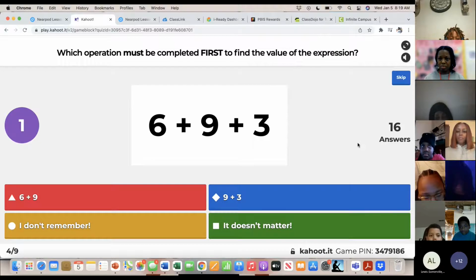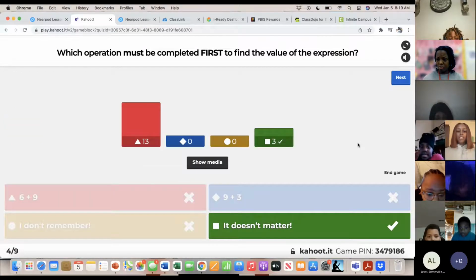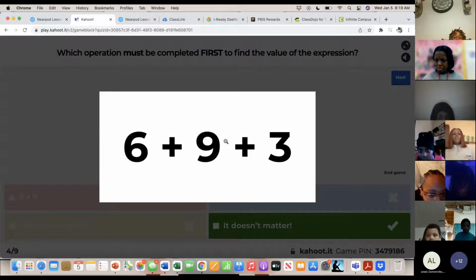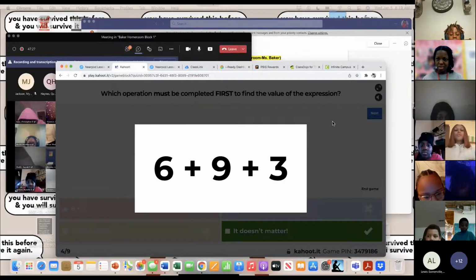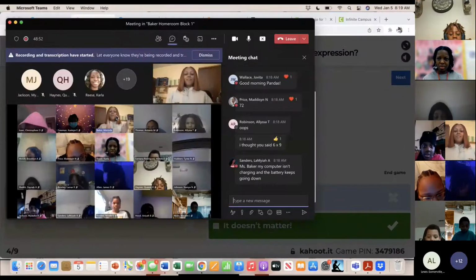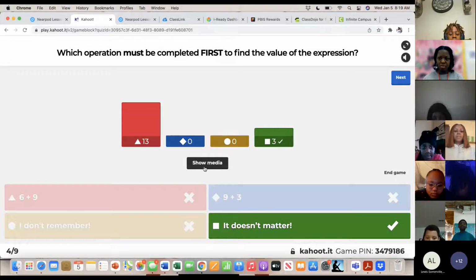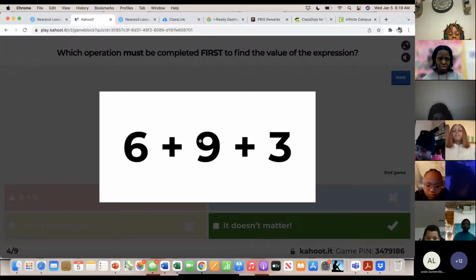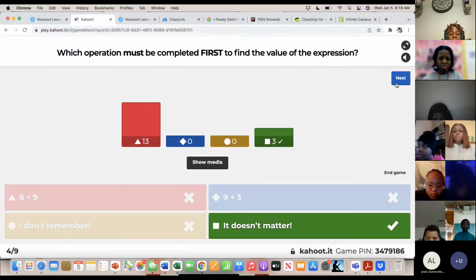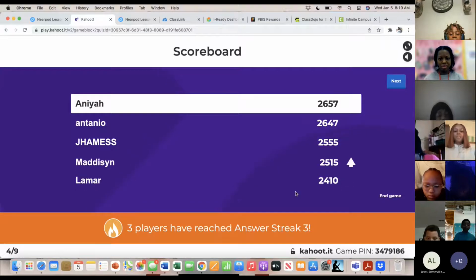Two seconds left. Make sure you're trying to get your answers in. It doesn't matter. That is not true. I know you might think that it doesn't matter because it's both addition, but you always have to solve from left to right. Make sure you're solving from left to right. So that's why the answer was 6 plus 9, because it comes first from left to right. Okay, that one was kind of tricky.